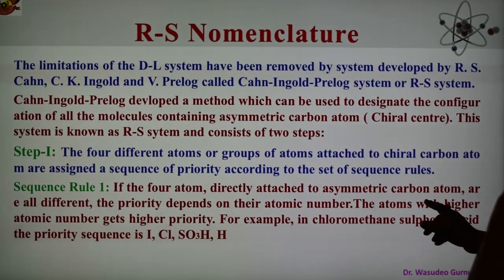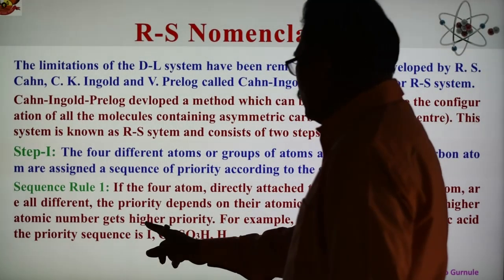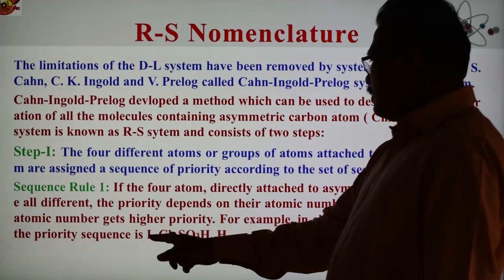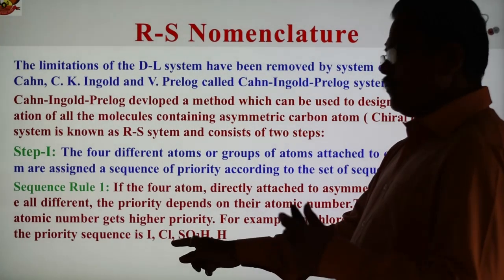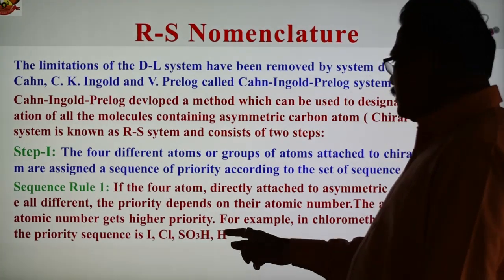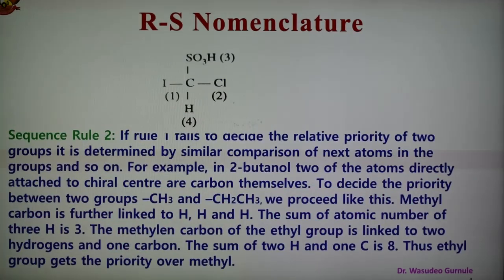Chloroiodomethane sulfonic acid is the compound, and in this compound the priority or sequence is first iodine, which has the higher atomic number, then Cl having a higher atomic number, then sulfur having a higher atomic number, then last is the hydrogen having the lowest priority order. So this is the sequence of priority of the atoms according to the atomic number, according to sequence rule number 1.